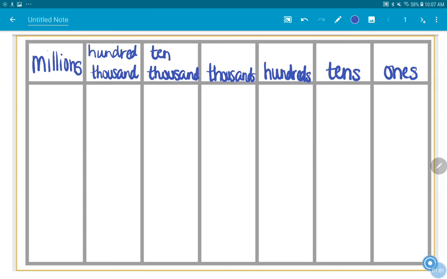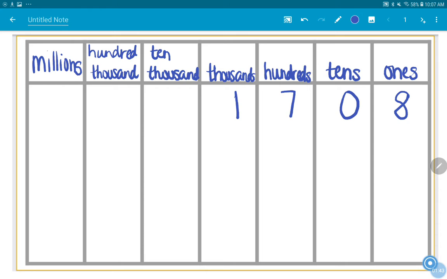All right, on your place value chart, you can use numbers. You don't have to draw place value discs. You can use numbers. And I want you to write 1,708 in your place value chart. You can write numbers. You don't have to draw discs. 1,708.